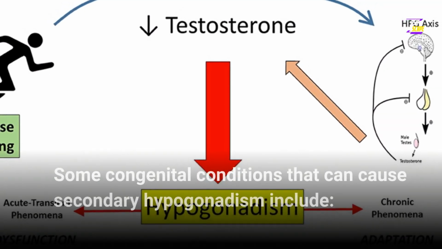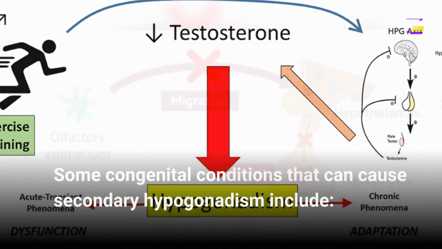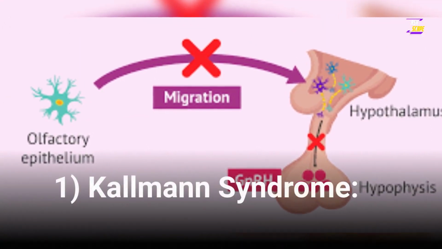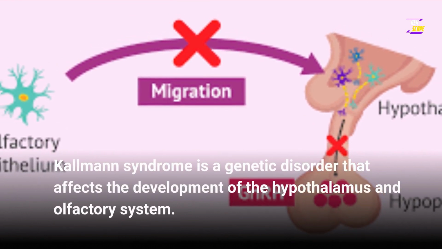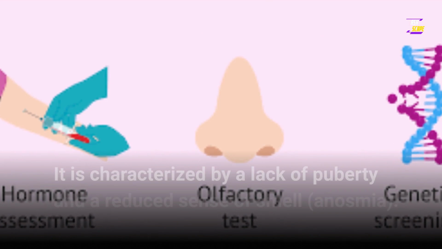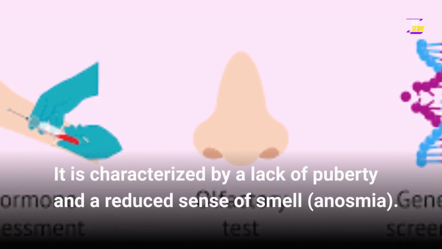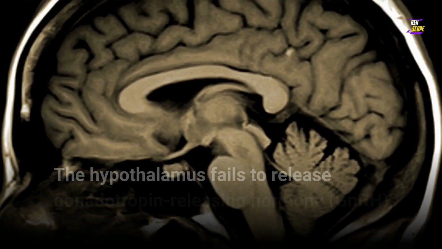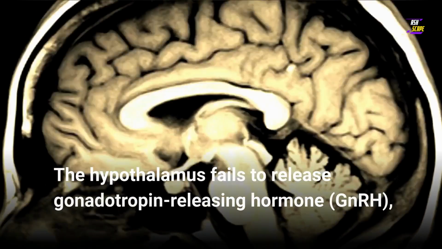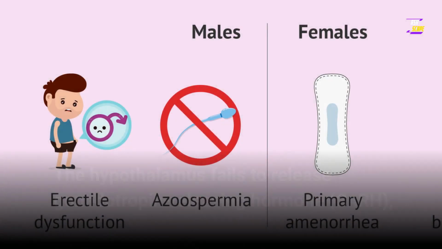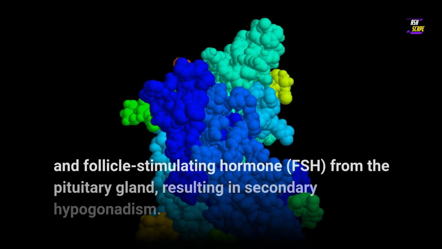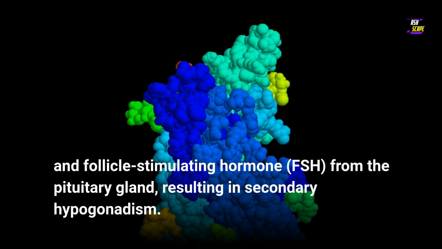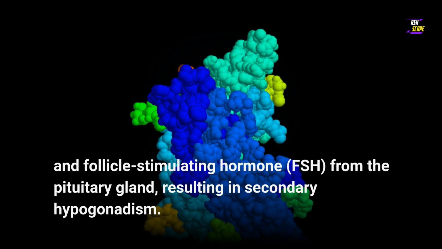Some congenital conditions that can cause secondary hypogonadism include 1. Kallmann syndrome. Kallmann syndrome is a genetic disorder that affects the development of the hypothalamus and olfactory system. It is characterized by a lack of puberty and a reduced sense of smell, anosmia. The hypothalamus fails to release gonadotropin-releasing hormone, GnRH, which, in turn, leads to decreased secretion of luteinizing hormone, LH, and follicle-stimulating hormone, FSH, from the pituitary gland, resulting in secondary hypogonadism.